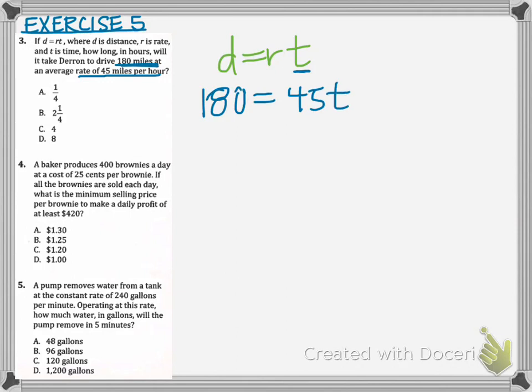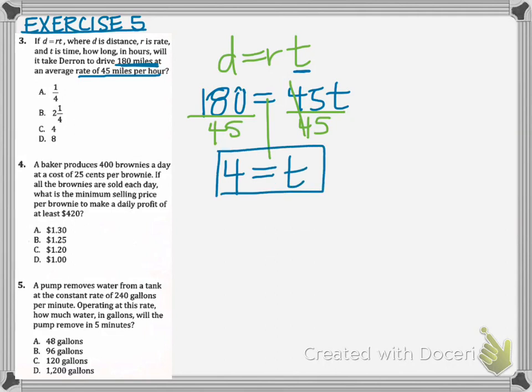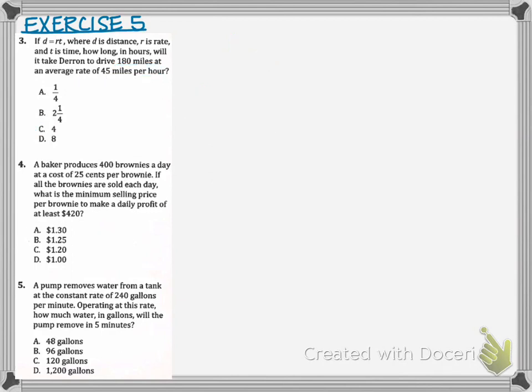So all we have to do, since we're finding t, is solve for t. So to get rid of the 45, we're going to divide both sides by 45. Okay, 180 divided by 45 is 4. So t equals 4 hours. So the answer to number 3 is C.